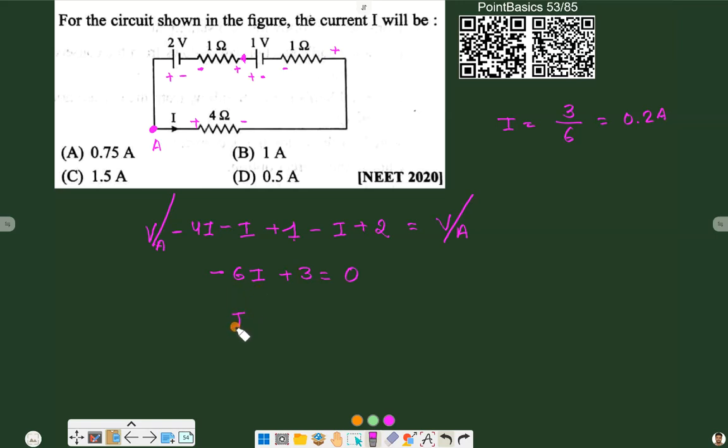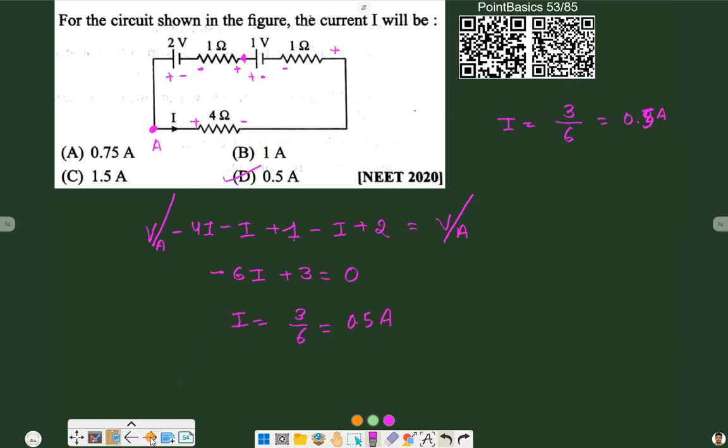And from this, I is equal to 3 by 6. It's not 0.2, it's actually 0.5. So 0.5 ampere. Option D will be the right answer.